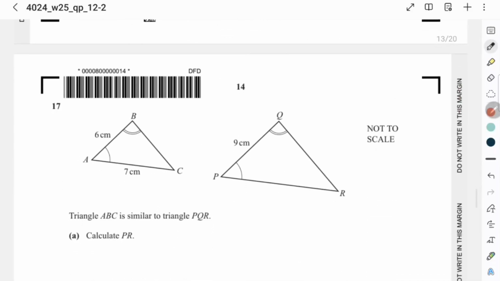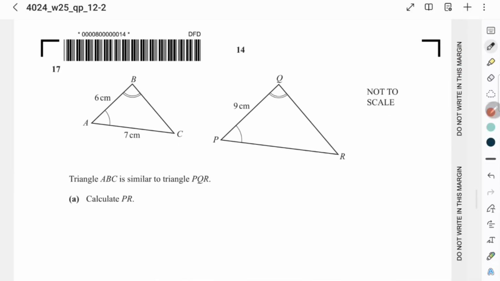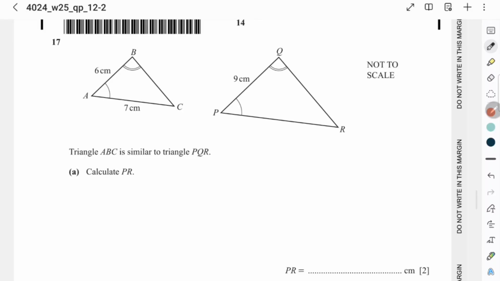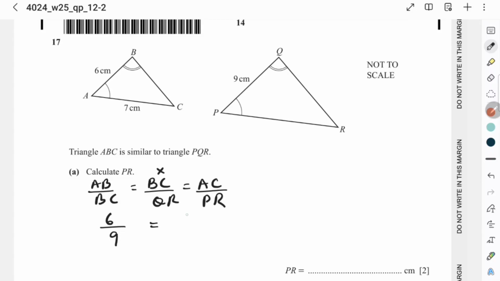Okay, alright, the next question, similarity. Question number 17, you can see the diagrams. Two triangles are there, triangle ABC similar to triangle PQR. Calculate PR. So we know that their sides are proportional. So that is AB upon PQ equals BC upon QR equals AC upon PR. Let's see, whatever ratios we can use. AB upon PQ is 6 upon 9. BC upon QR is not given, so we are not using this. AC upon PR, AC is 7 and PR is required.